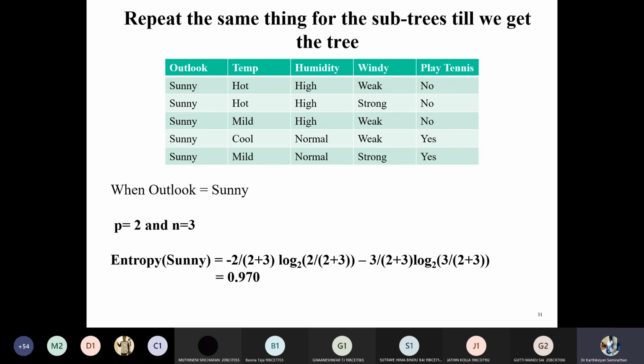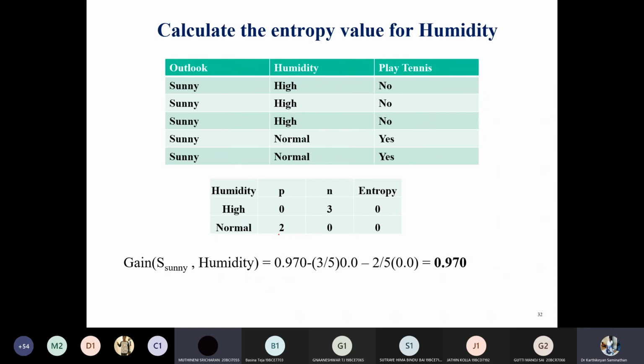Here, same thing, even if you try p is equal to 2, n is equal to 3, positives are 2 and negatives 3. Then the entropy value for Sunny is calculated. Sunny has a total of 5 examples, so entropy is 0.970. Then gain is nothing but, for humidity they have calculated high and normal. There are 0 plus 3, so entropy is also 0. Whenever 0 is coming, obviously we get 0.